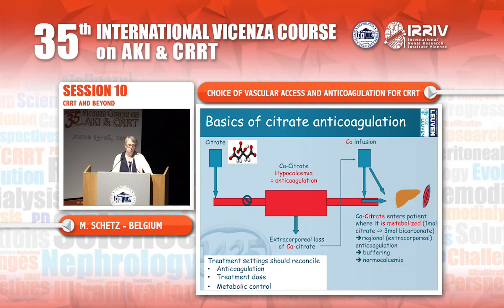The remaining calcium citrate complexes enter the patient, where they are first diluted and then metabolized, and in this process, 1 mole of citrate gives the equivalent of 3 moles of bicarbonate. It is therefore that the anticoagulation is really limited to the extracorporeal circuit, and that citrate is not only an anticoagulant, but also a buffer. During this metabolization, the calcium that was bound to citrate is liberated, and therefore this results in normal calcemia as long as the extracorporeal losses are compensated.